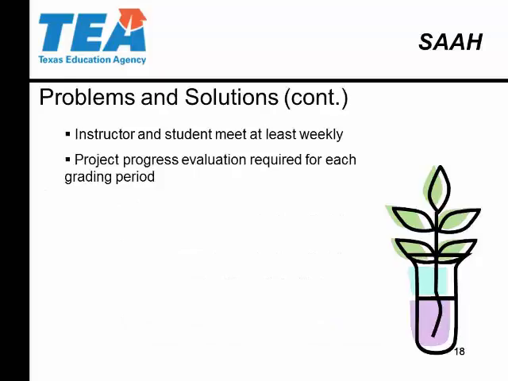The instructor and student must meet at least weekly. You must project progress evaluations that are required for each grading period as well. And there's further information in Section 5 of the SAW that has more detailed information. It's just kind of a high, broad level overview.